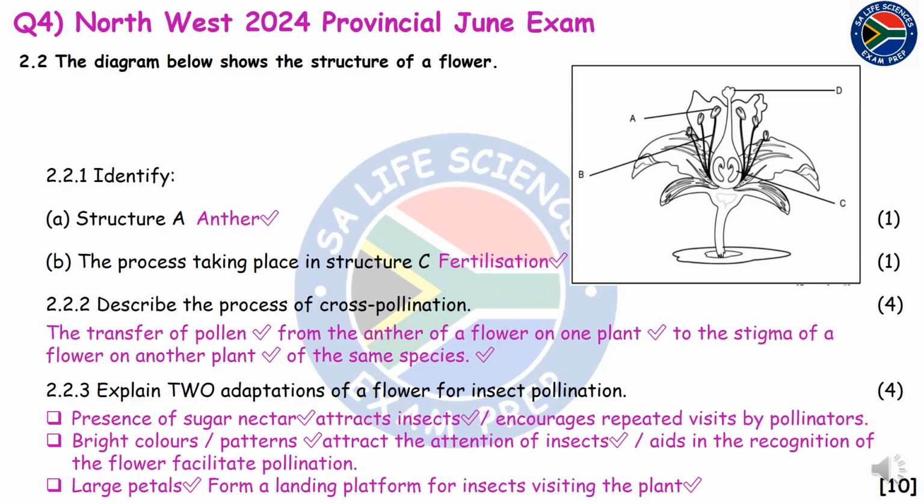So again, we state the adaptation, which is the bright colors, and then we say how those bright colors allow for insect pollination. Point number 3, you could say that one adaptation is that the flowers have got large petals. That's the adaptation. How does that adaptation allow for insect pollination? It forms a landing platform for insects visiting the plant. So the second part of your answer must mention the insects. The first part of your answer must state the adaptation.